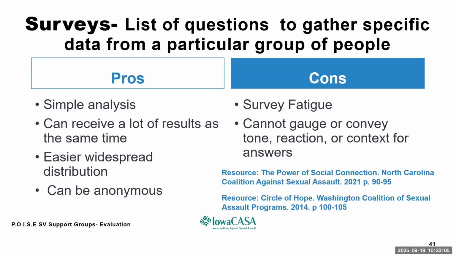And then the last type of evaluation that you might want to use, which often is the most popular, is a survey. A survey is a list of questions that people can use to garner specific data from a particular group of people. In this case, ours is for our sexual violence support group. The pros is that it's usually simpler to analyze. You can receive a lot of results at the same time by putting it online or having people fill it out in person and just use copies of the same questions. It's easier to distribute to a broader audience, and these can also be anonymous.